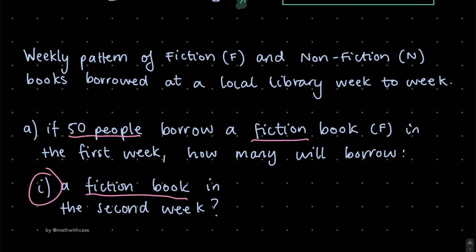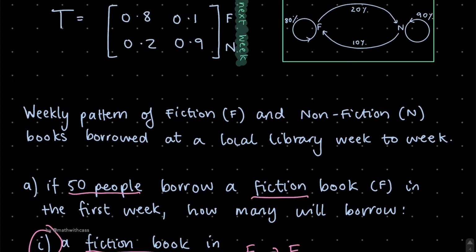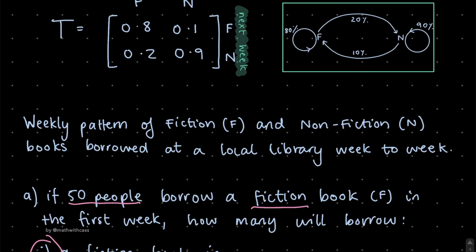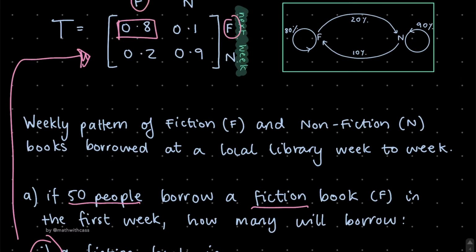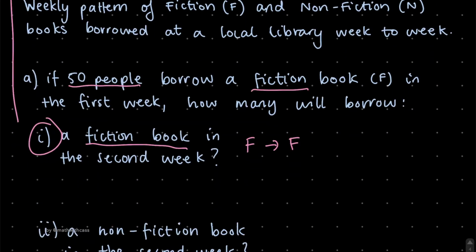So what we're doing is we're going from fiction to fiction. So let's first identify the element that we need. So here's our transition matrix up here. So we want to go from fiction to fiction. So this is the element we need for that question. And remember 0.8, that relates to 80%.